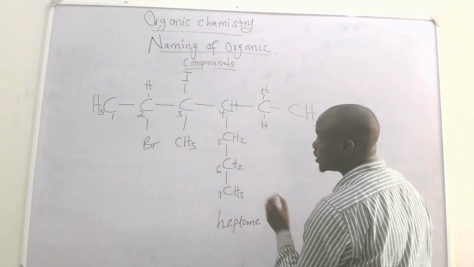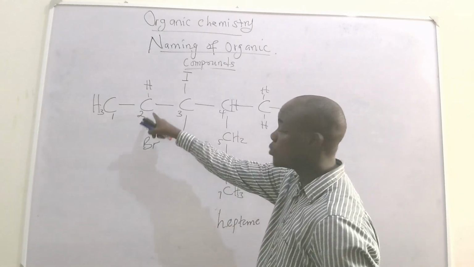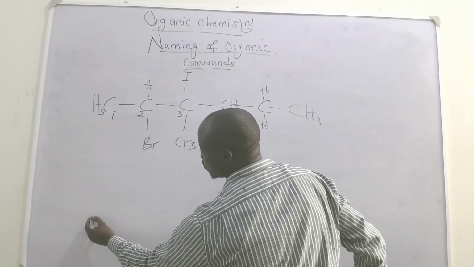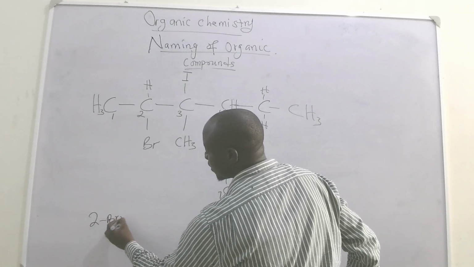So which one are we starting with? So this is bromine. The bromine is at carbon 2, so we are starting with the bromine. So now we're going to see 2 bromo.